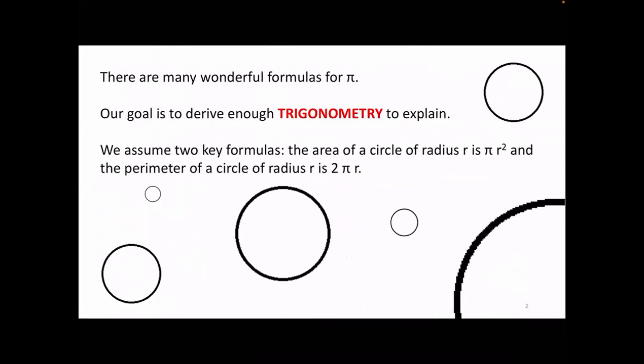So again, there's many wonderful formulas for pi. I'm going to assume for now that you know that the area of a circle of radius r is pi r squared, and the perimeter is 2 pi r. It's actually not too bad to see that the area has to grow proportionally with the radius squared. It's going to be an area. If I double the radius, it should be 4 times as big. The perimeter is more linear. These are very reasonable formulas to have, and we'll see that they're true. What's amazing is that you can compute these constants, pi and 2 pi.